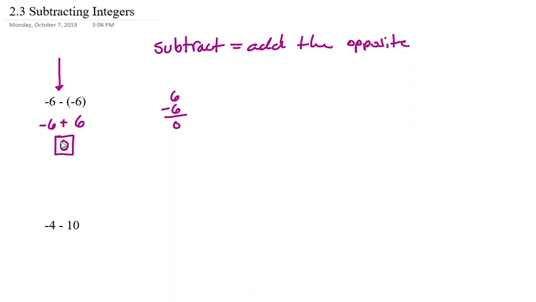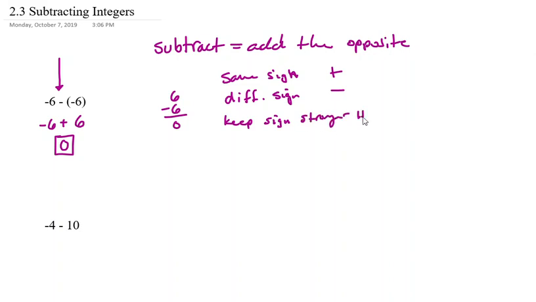So we're just adding on one more rule. Same sign, you add; different sign, you subtract, and keep the sign of, remember we said, the stronger number. The stronger number is the more powerful number, the one that's further away from 0, the one that's going to take us further away. Okay, so let's try it again.